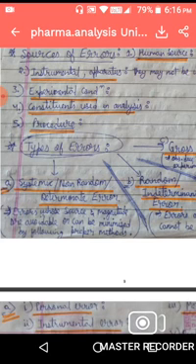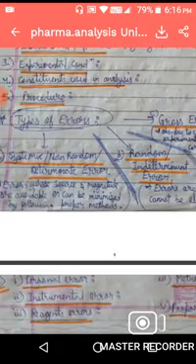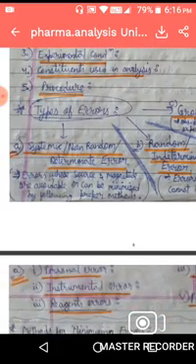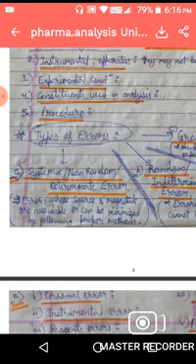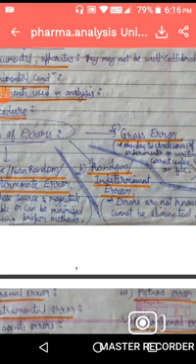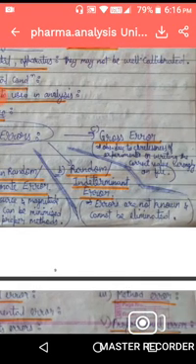Now let's move to the types of errors. There are basically three types of errors. First is systematic error, which I have mentioned as A, also known as non-random or determinate error. B is random or indeterminate error. Three is gross error.